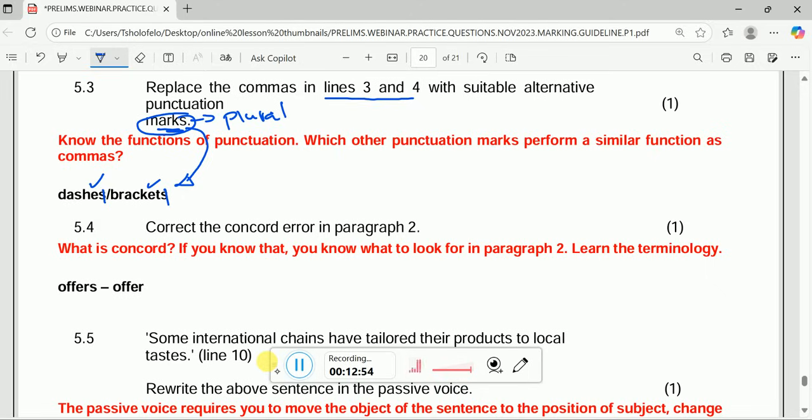Correct the concord error in paragraph 2. What is concord? We already dealt with that. We explained the subject-verb agreement. Sometimes it has to deal with pronoun error. Pronoun error.